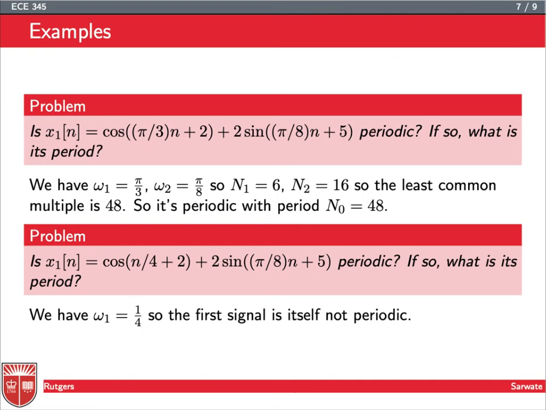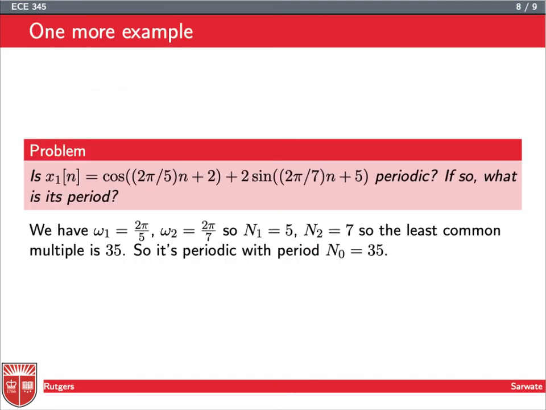What about x equal to cosine of n over 4 plus 2 sine of pi over 8 n plus 5? The second term is the same. The first term has n over 4, which doesn't have a pi in it. It's 1/4 and not pi over 4 or something like that. So the first signal is not even periodic, so the sum of these two signals is not periodic. One last example: cosine of 2 pi over 5 n plus 2 sine of 2 pi over 7 n plus 5. Omega 1 is 2 pi over 5, and omega 2 is 2 pi over 7. So 5 and 7 are the fundamental periods, and the least common multiple is 35, so it's periodic with period 35.